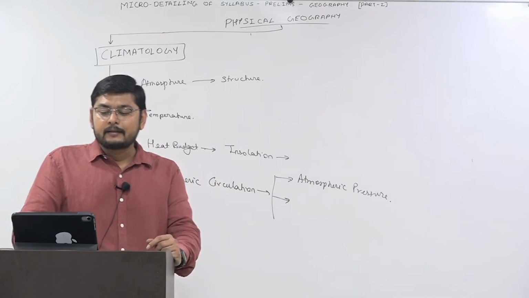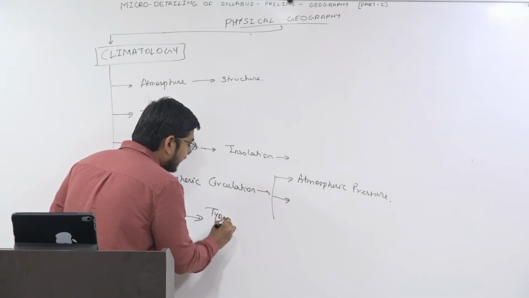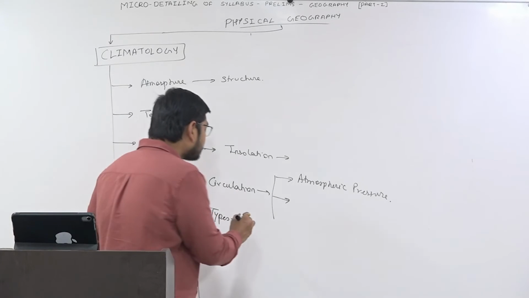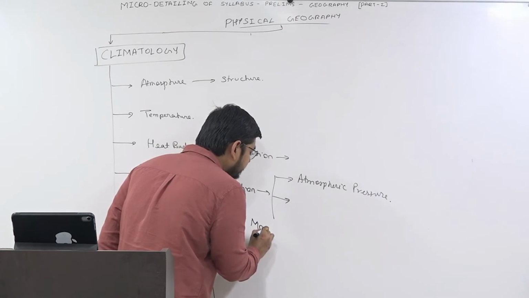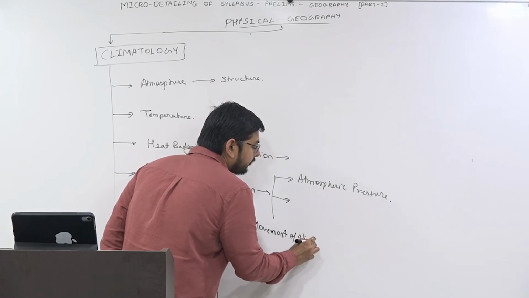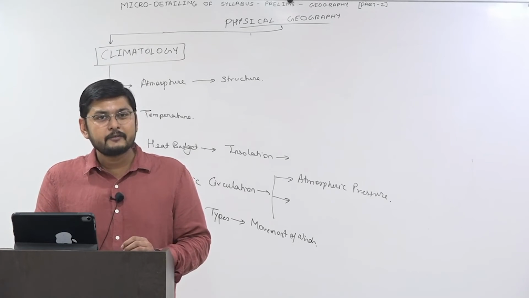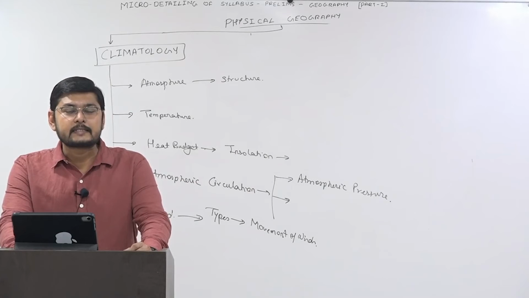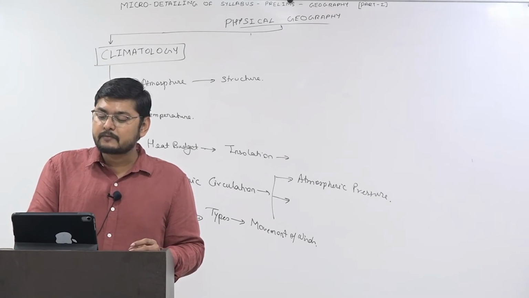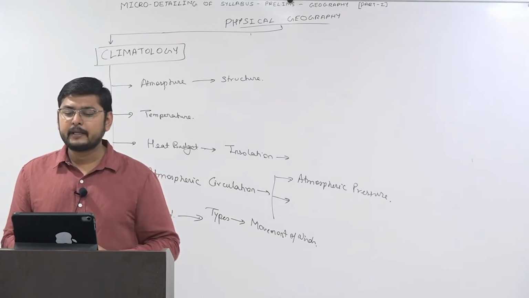Then with respect to winds, what are the different types of winds and the different movements of winds? For example, there are planetary winds, which are permanent winds. Then there are seasonal winds and local winds. What are these winds and what are their types? We'll be studying them in detail.